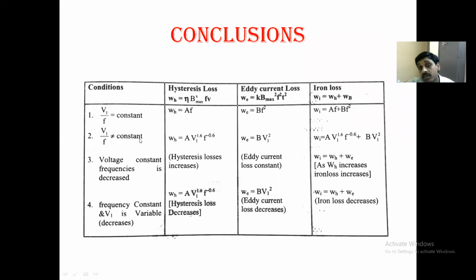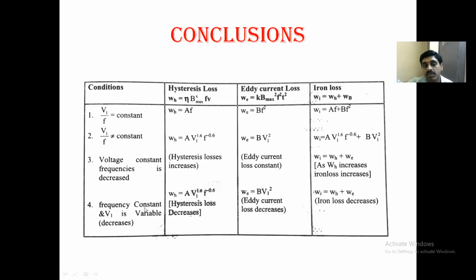If V by f is not constant, then what happens? We can write the expression like this. Separately, you have to take the voltage factor because V is not constant, and the sum of these two gives the iron loss. If voltage is constant and frequency is decreased, then what happens? Frequency decreased, hysteresis loss increases, eddy current loss is constant. Therefore iron loss equals hysteresis loss plus eddy current loss. Wh increases, so iron loss increases.